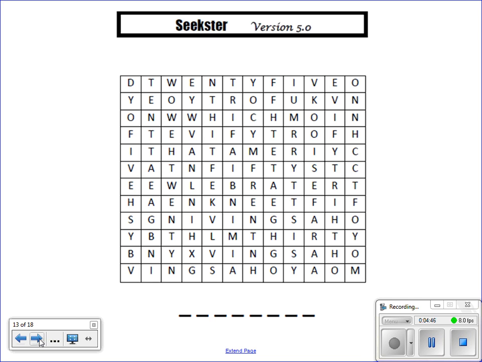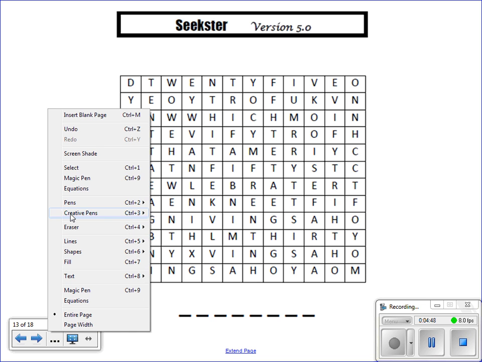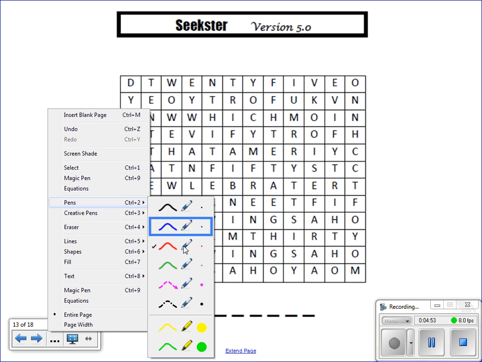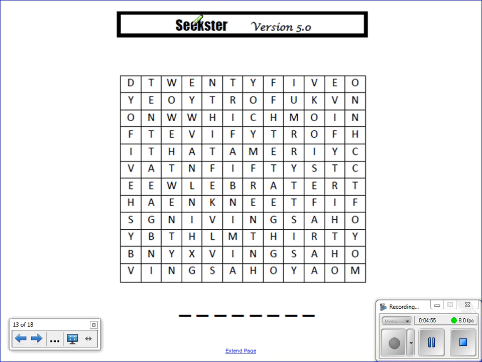The next one is called a Seekster puzzle, and the way the Seekster works is you can look up above. Let me grab a pen, show you how it works. I'm going to grab a marker. Okay, it's a Seekster puzzle, and it says version 5.0. That means you're using the 5 times table.